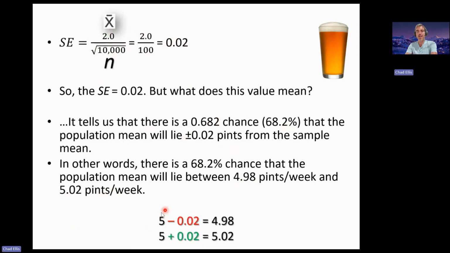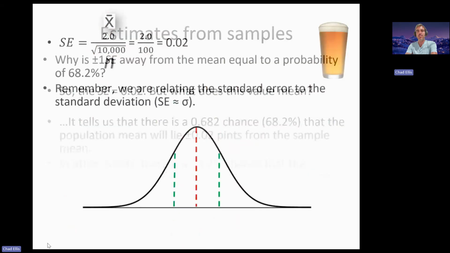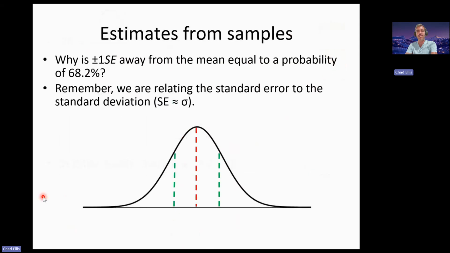Well, essentially, we take our sample mean, which is 5, and we subtract the standard error. That gives us 4.98. And we also take the sample mean and add the standard error. That gives us 5.02. So essentially, we have a 68.2% chance that mu, the population mean, how many pints BCers actually drink per week, is going to fall between 4.98 pints and 5.02 pints. So this is how you can use this standard error of the mean.